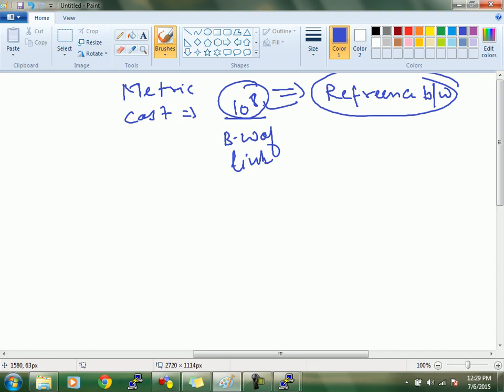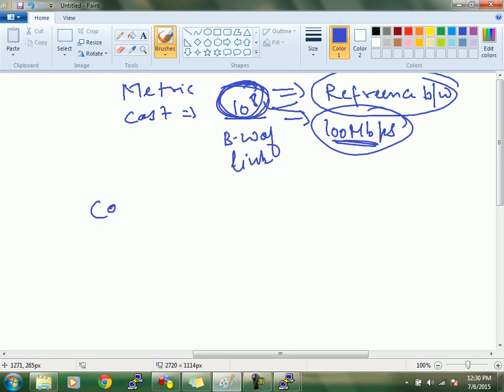I am calculating the metric, the cost, of my link, but in reference, what value am I putting? 10 to the power 8. Like your parents keep someone else's children as a reference and think about your future, that our son will also become like that one day. They are not referencing you, they are referencing someone else to calculate your future. In the same way, OSPF is calculating the metric. OSPF has chosen a value called 10 to the power 8, or you can say 100 Mbps.